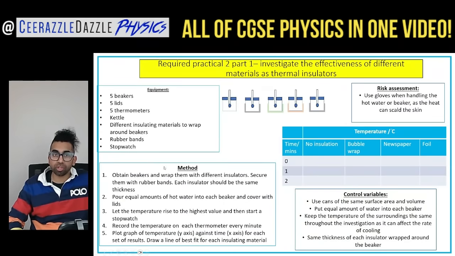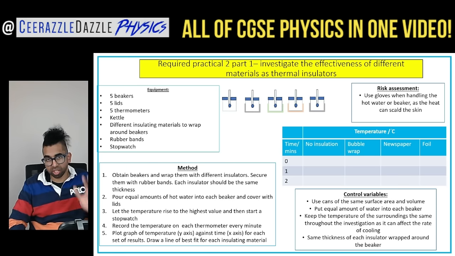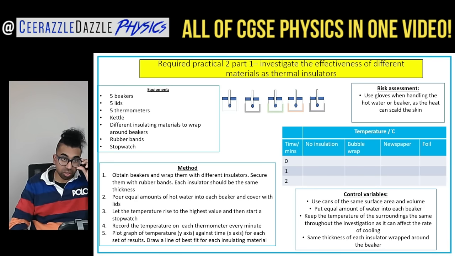Required practical 2, part 1. Investigate the effectiveness of different materials as thermal insulators. So in this practical, we're going to change the type of insulation around a beaker and see which one's going to lose heat at the fastest rate. Right, so it's a really easy practical.